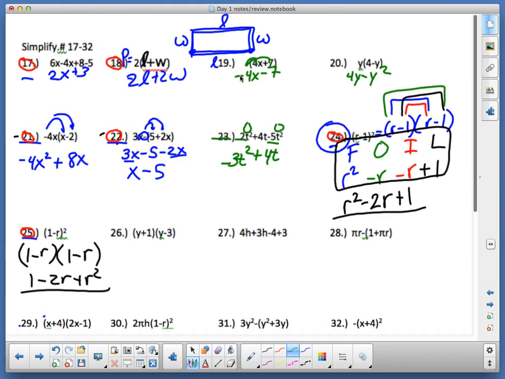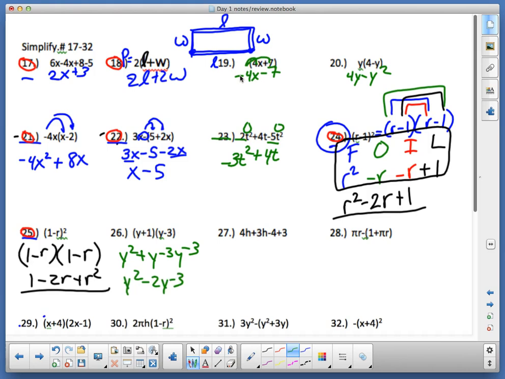In 26, I'm looking at FOIL again. First, outside, inside, last. So I've got y squared plus y minus 3y and minus 3. And I combine my outside and inside terms, and I've got y squared minus 2y minus 3 is my solution.